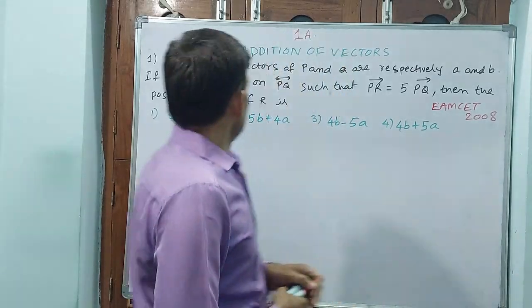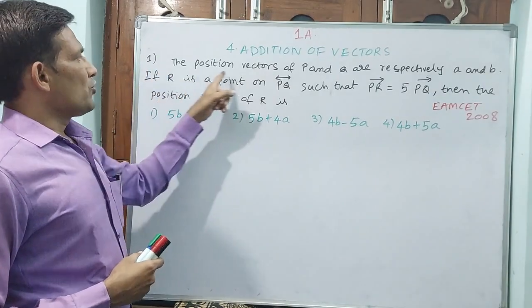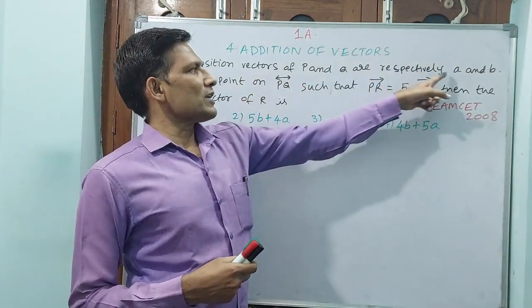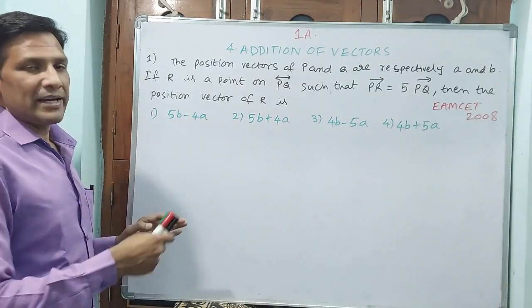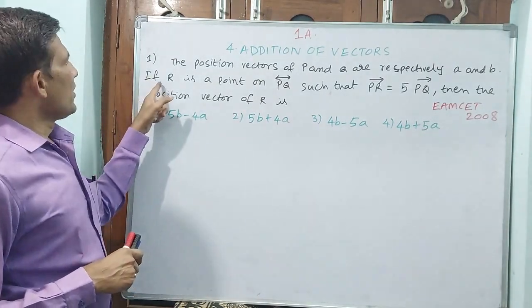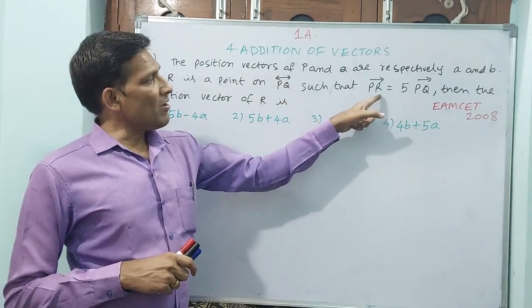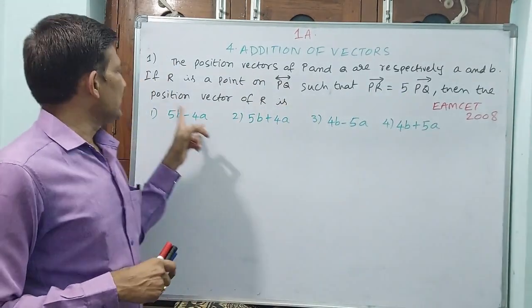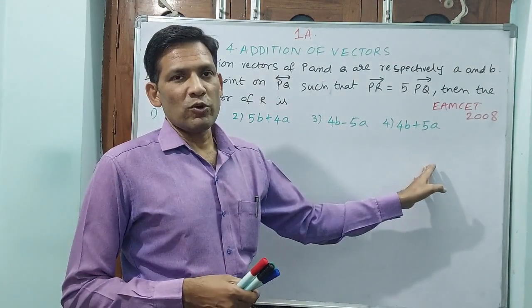Okay. See, the first question, 1a, addition of vectors: the position vectors of P and Q are respectively A and B. Okay, I will draw the diagram, because if I draw the diagram then you can understand easily. If R is a point on PQ such that PR is equal to 5PQ, then the position vector of R is what, like they are asking. Okay, four options they have given.